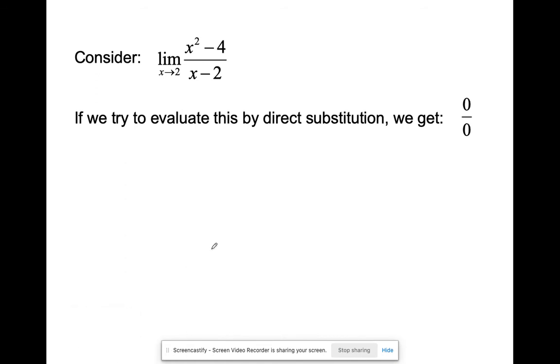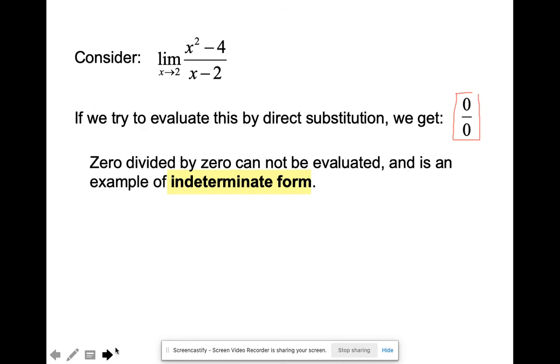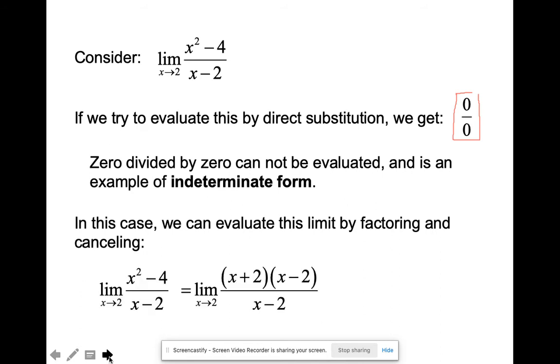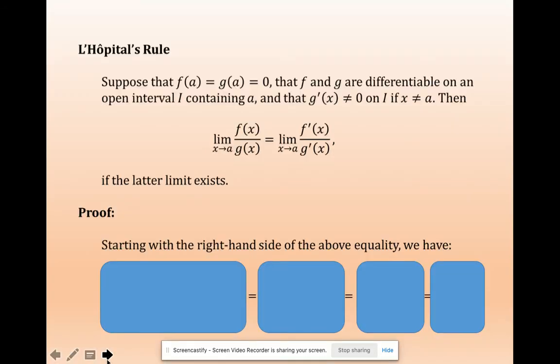So again, the key is you get an indeterminate form when you plug in. Now again, I showed you that in this case, we can evaluate the limit by factoring and canceling, and we got 4. But what if we couldn't? So here's where L'Hopital's rule comes in. So this you need to write down. You need to write down L'Hopital's rule. You don't have to write this stuff down, but you do need to write that down.